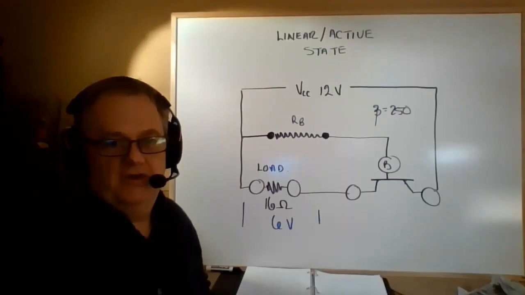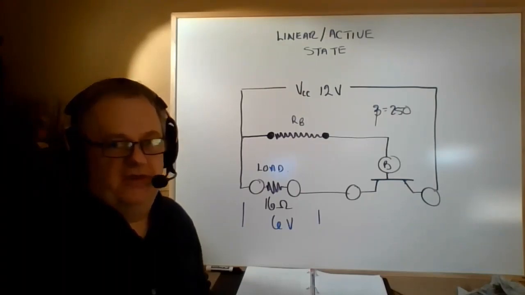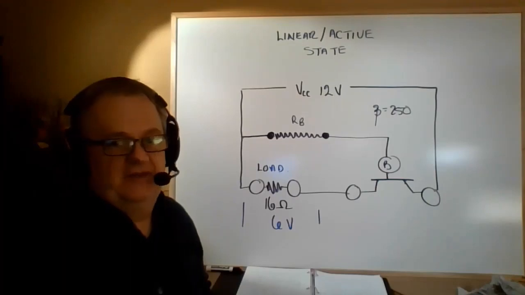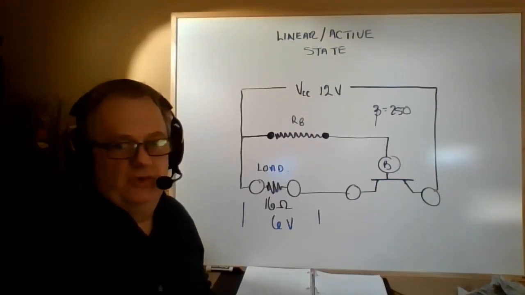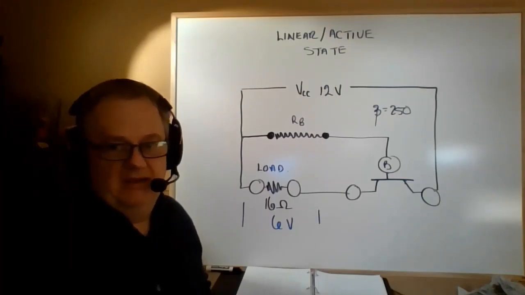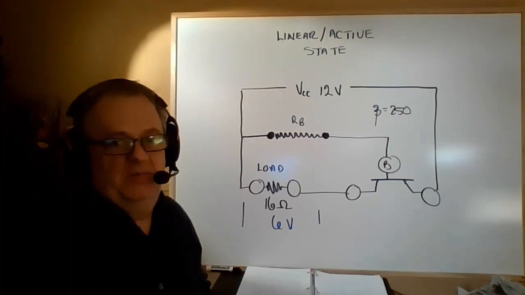So I'm turning now to a different state, and I want to do an example of the transistor in its linear or active state. I've given you a source voltage of 12 volts, and this transistor has a beta of 250. That means the collector current will be 250 times larger than the base current.